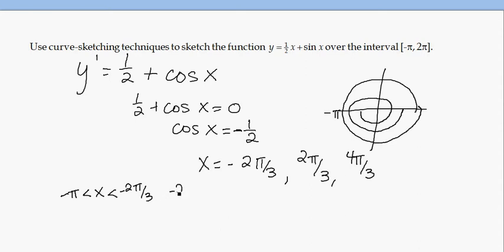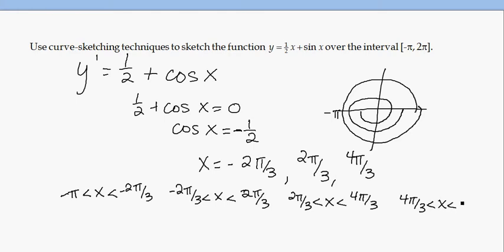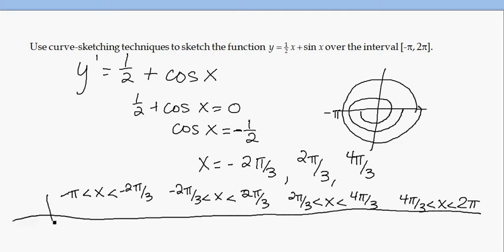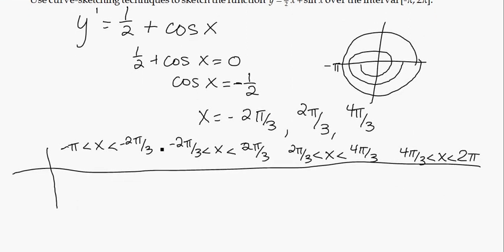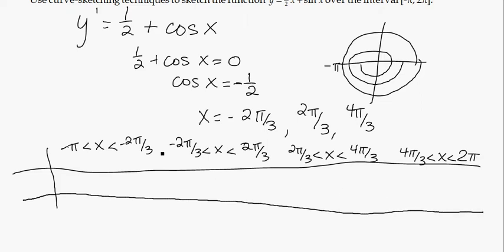Then the next interval will be between the next 2 critical points, so between negative 2 pi over 3 and positive 2 pi over 3. Then from 2 pi over 3 to 4 pi over 3, and finally from 4 pi over 3 to the end of our domain, 2 pi. And let's see if I can draw a somewhat straight line here. Okay, so what we want to do is find out if the derivative is positive or negative in these intervals, and that'll tell us if our graph is increasing or decreasing.